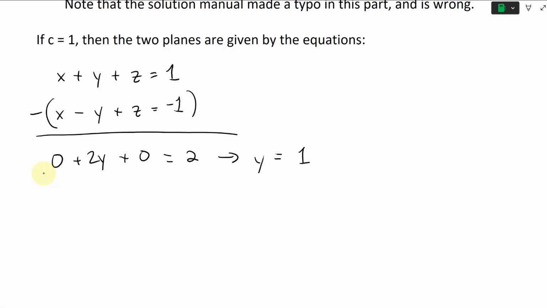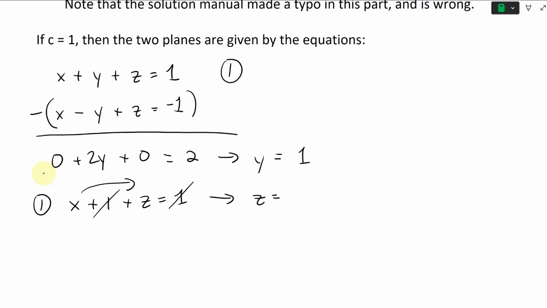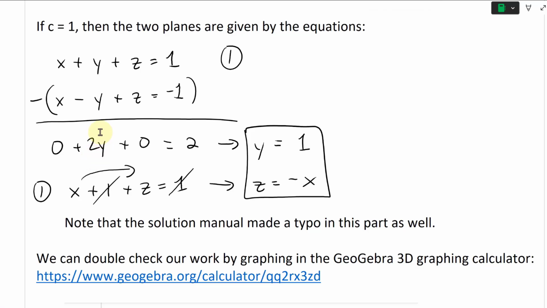And then lastly, put equation 1 right here and plug in y equals 1. So x plus 1 plus z equals 1. The 1's cancel, and we're going to get x and move it over to the other side. So we're going to get z equals negative x. So there are our symmetric equations for this scenario: y equals 1 and z equals negative x, like that. Alright, and that's what we have.